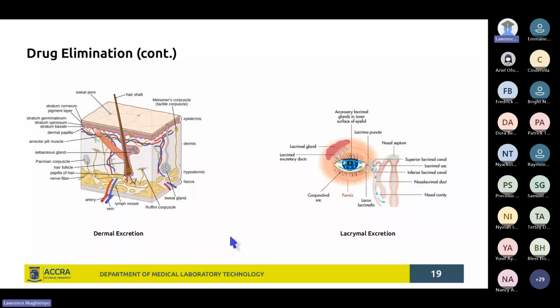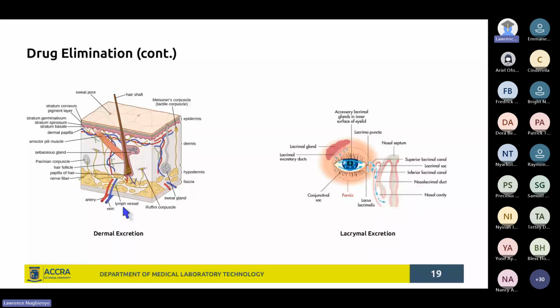Dermal excretion. So that's what we said. You have excretion through sweat. So you have the sweat glands that are producing sweat, and from the sweat duct coming to the surface, you have some of the drugs getting excreted in that manner.